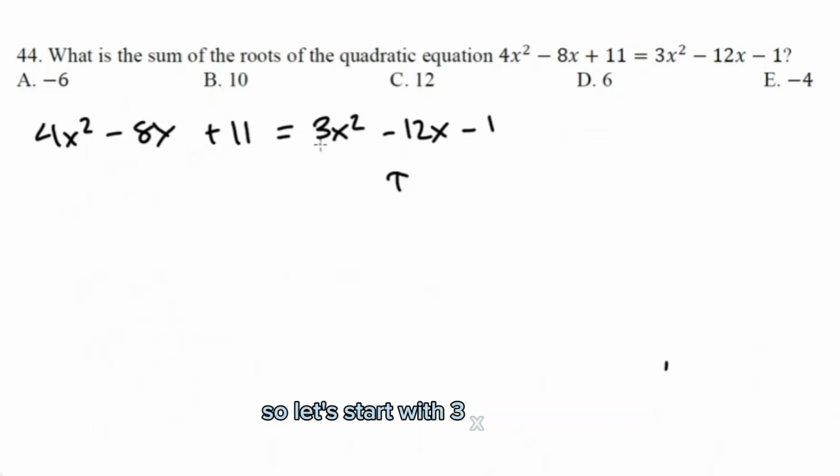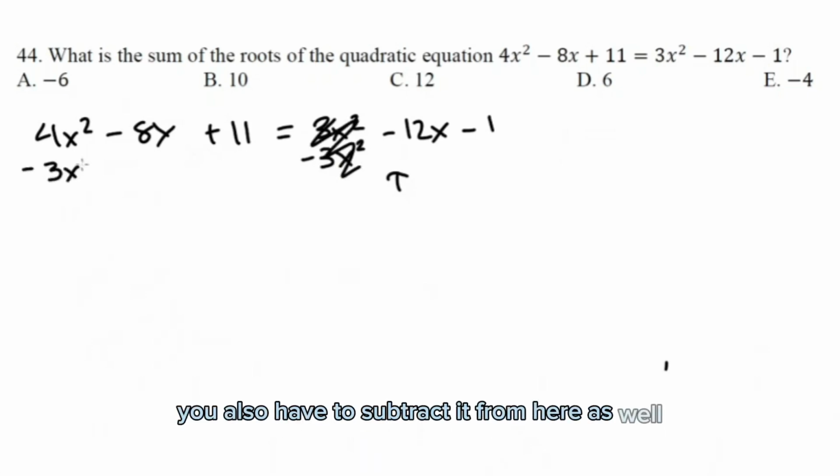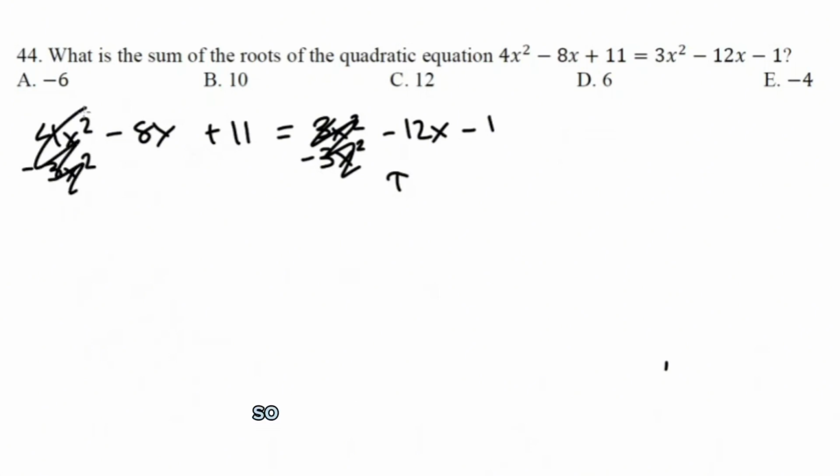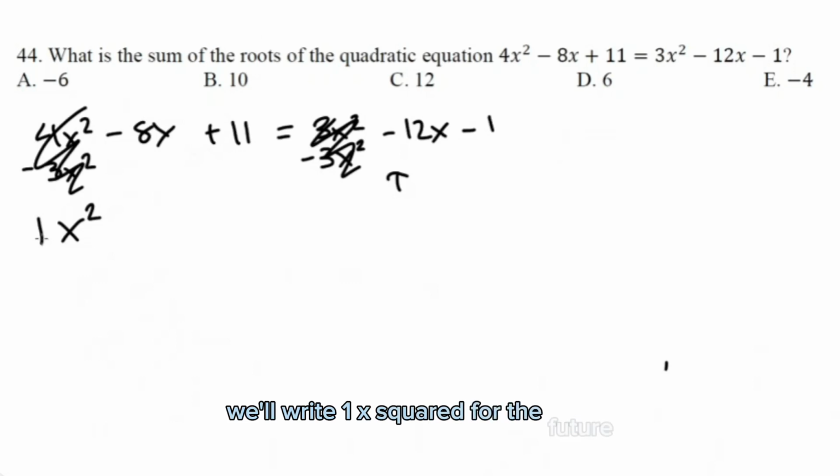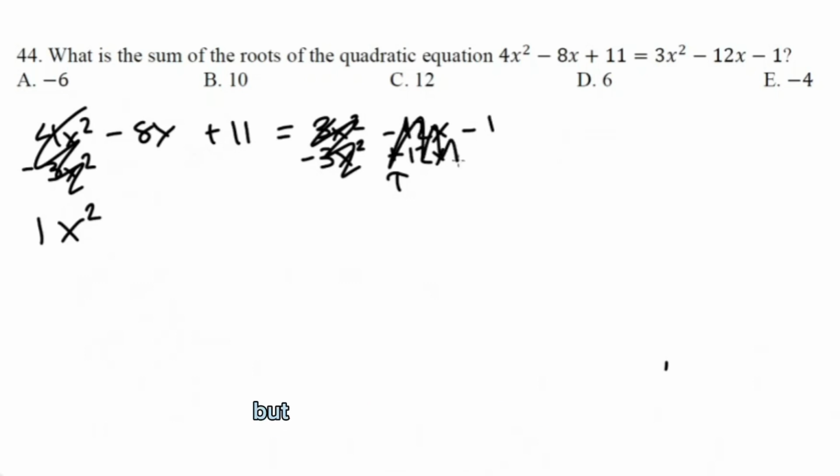So let's start with 3x squared. If we subtract 3x squared from here to cancel this out, we also have to subtract it from here as well. So minus 3x squared. So this becomes just x squared, or 1x squared. We'll write 1x squared for the future. Next, negative 12x. To cancel that out, we're going to have to add 12x. This cancels out, but we also have to add it here. So negative 8x plus 12x becomes 4x, so positive 4x.